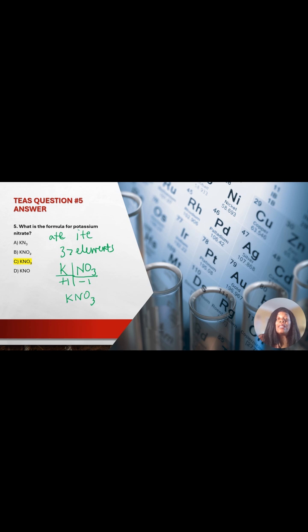Letter D, KNO, again, we're leaving off the correct symbol for nitrate, which is the 3. So that's why letter D is incorrect. The ITE and ATE endings are very important to know the differences for these polyatomic ions.